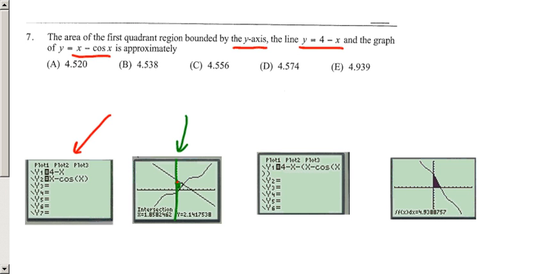Let's draw that area in red. And what I needed to do is find that intersection point. The intersection point is this point right in there. So I used my calculator to find that intersection point.